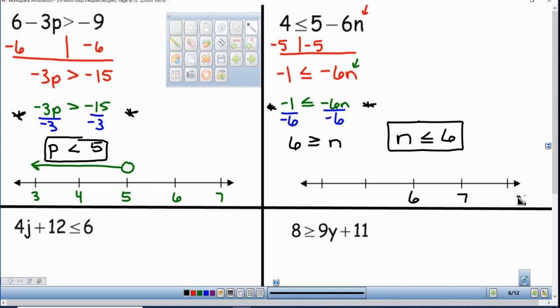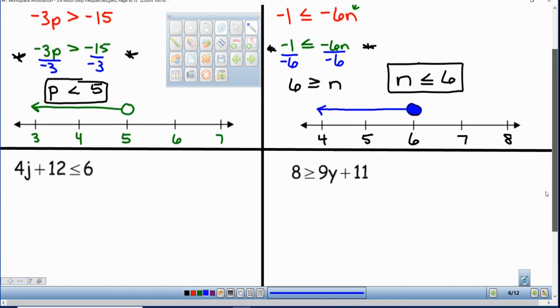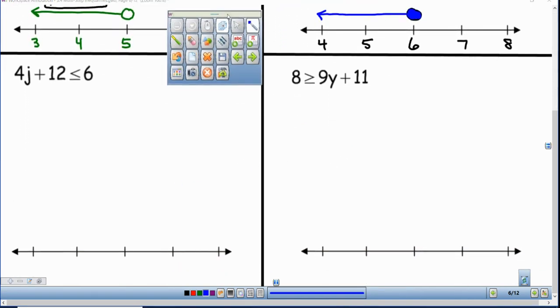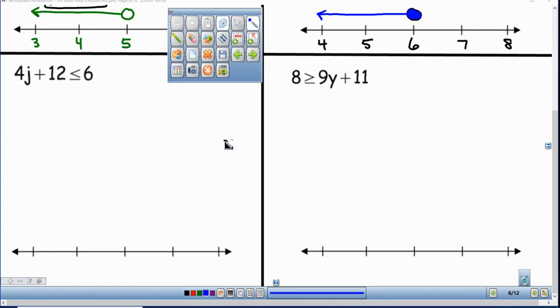So we're going to draw that. Put a circle at 6. Any number less than 6 would be like 5 and 4, and then 6 itself. Okay, you can go ahead and pause this video and give these two a try, and then when you unpause it, my work will show up and you can check to see if you are correct.